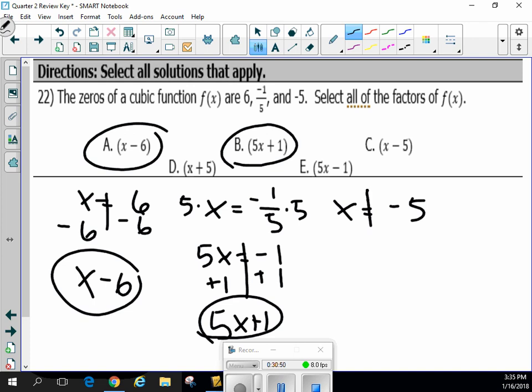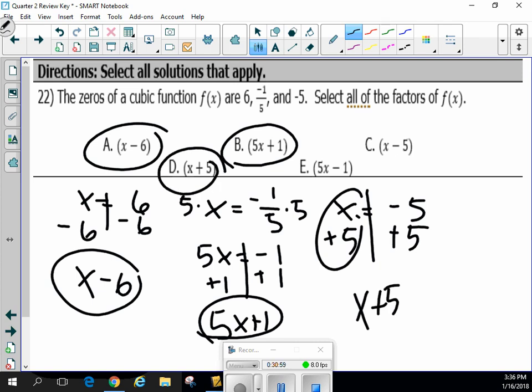And last but not least, the third factor, D.